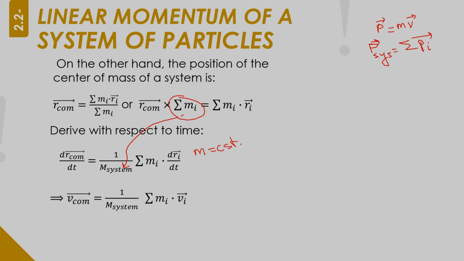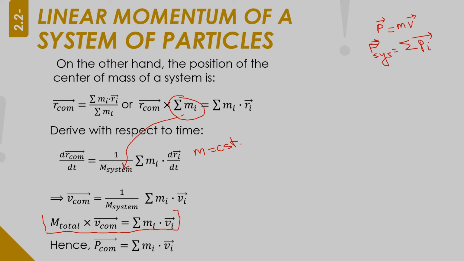One more further step, we will have this equation. M total multiplied by the velocity of the center of mass equals summation of mi vi. Hence, as a conclusion, we can add one third equation. Linear momentum of the center of mass is equal to the summation of mi vi, which is equal to the linear momentum of the system. So these three equations define linear momentum mathematically, linear momentum of a system of objects, and at the same time linear momentum of the center of gravity or the center of mass of the object.